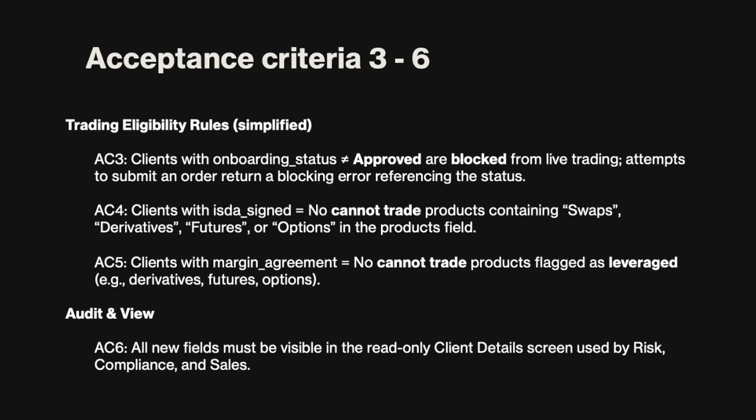We detect derivatives by product taxonomy/keywords such as swaps, derivatives, futures, options. Cash products, for example, equities, bonds, spot FX, still pass if AC3 is satisfied. Edge case, mixed product strings. So this is a case where we have cash and derivative, but this must still be blocked.